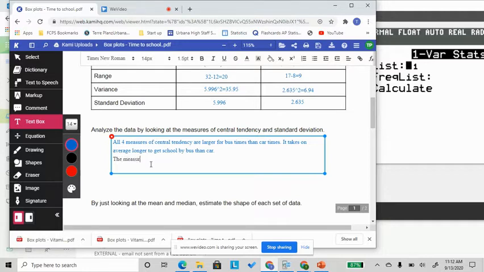The measures of variability, or you can also call that dispersion, are larger for bus times than car.